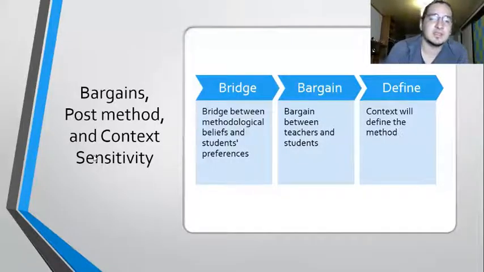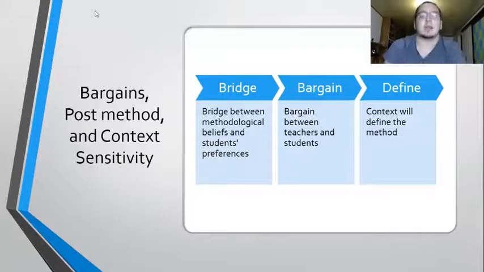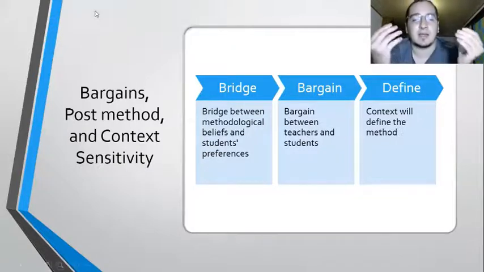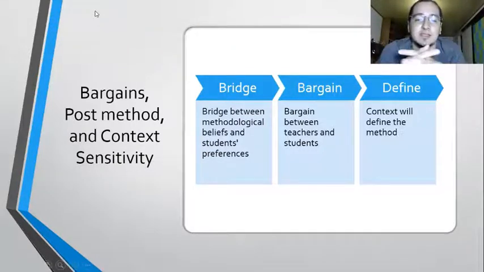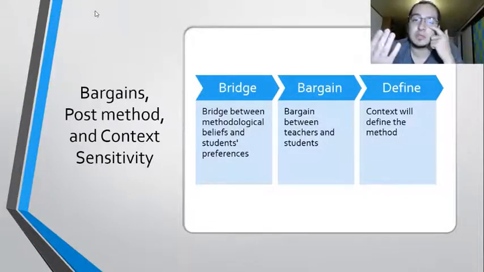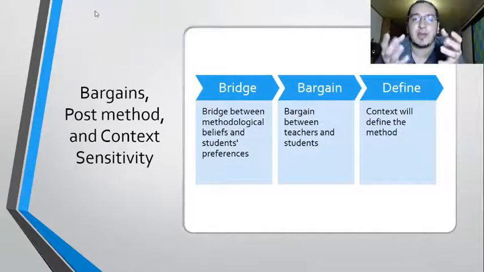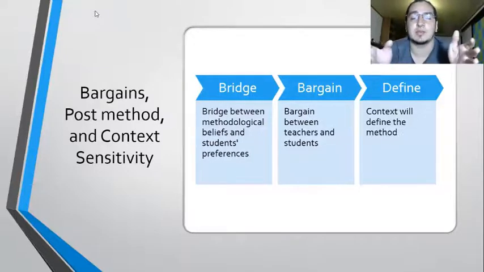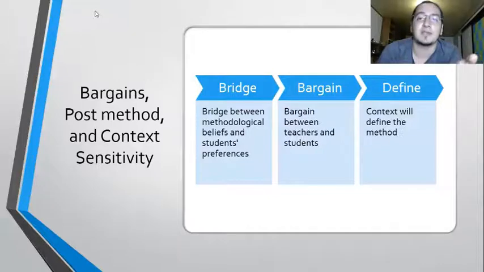Now, there is a process to have a bargain, a post method, and a context sensitivity. This is something that you have to dialogue with your students. There is a bridge that you have to create in order to provide the good information. It's not that you are just going to enter into a school and you will say, okay, this is my context and that's it, I will create a plan for that.